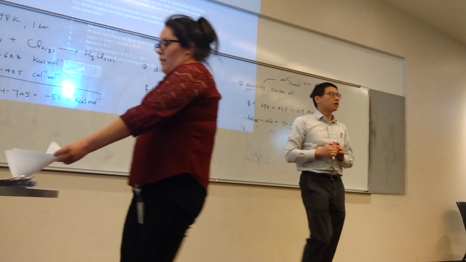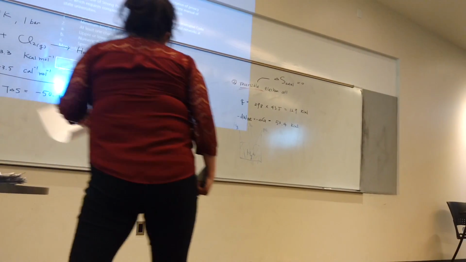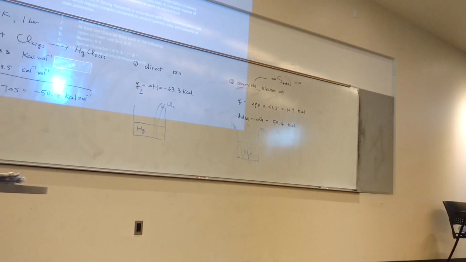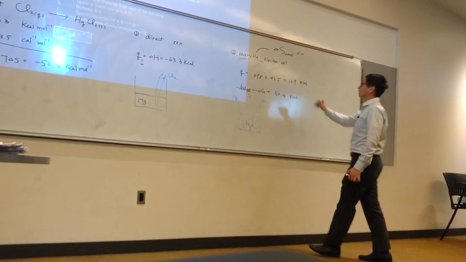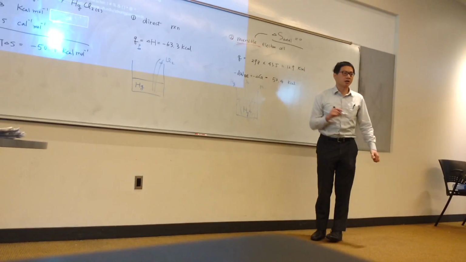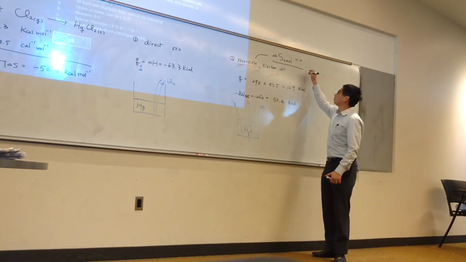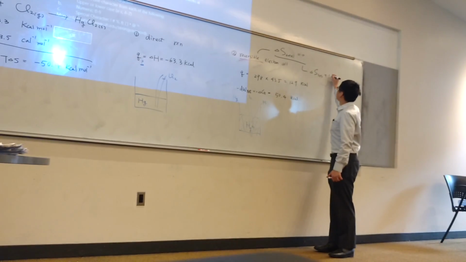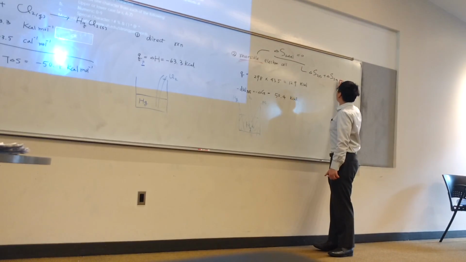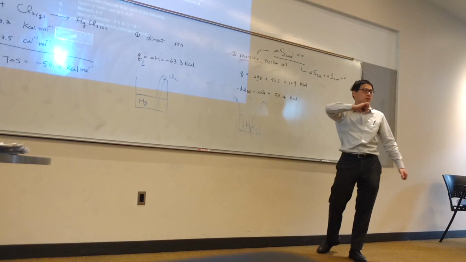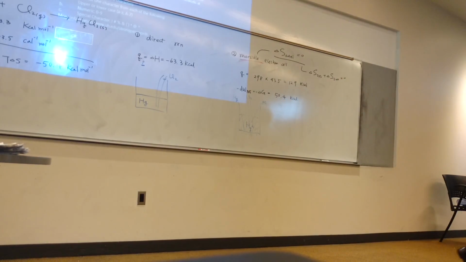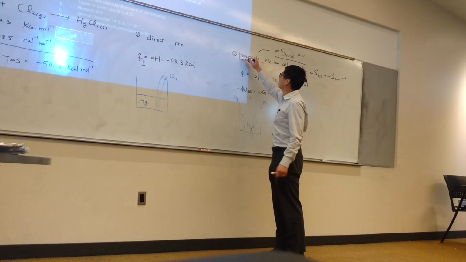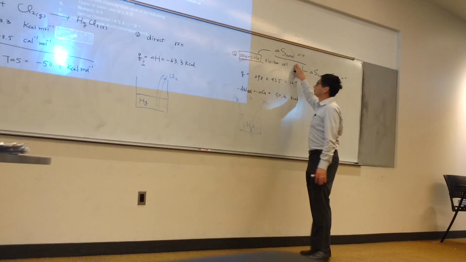Every time you see the wall reversible, no matter if it's reversible isothermal or reversible adiabatic, this is the first thing you write down. You know that delta S total equals delta S system plus delta S surrounding, and this needs to equal 0. Once you see the wall reversible, you should write this down.